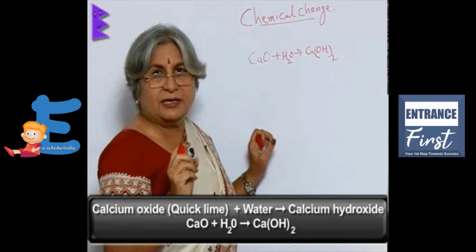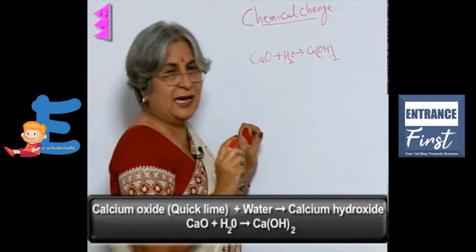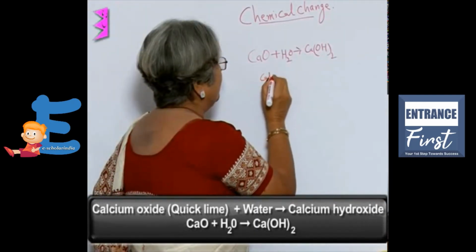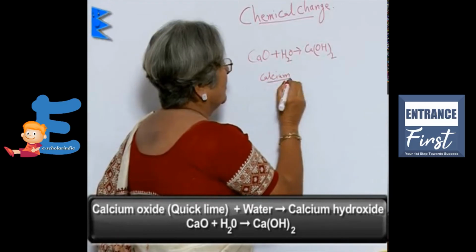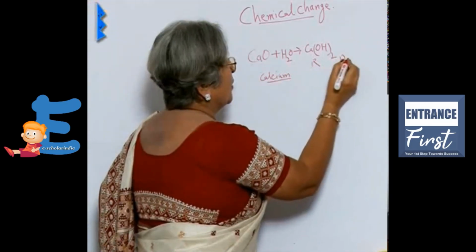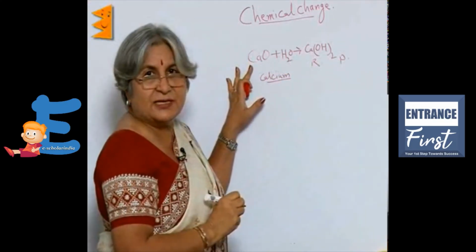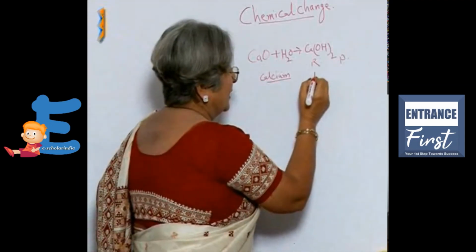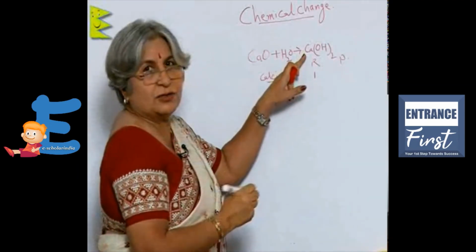Now if we count the number of atoms in an element, say in the case of calcium, these are the reactants, these are the products. How many calcium atoms are there? 1 in reactant. Here also 1.